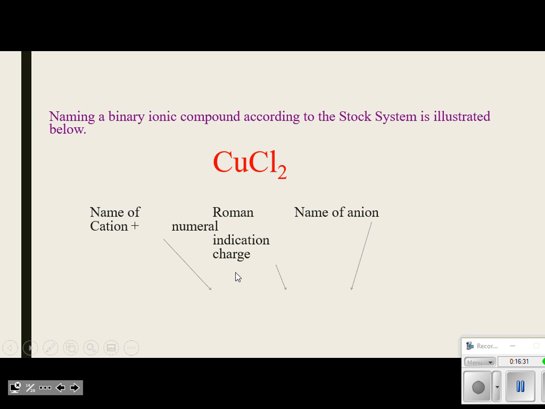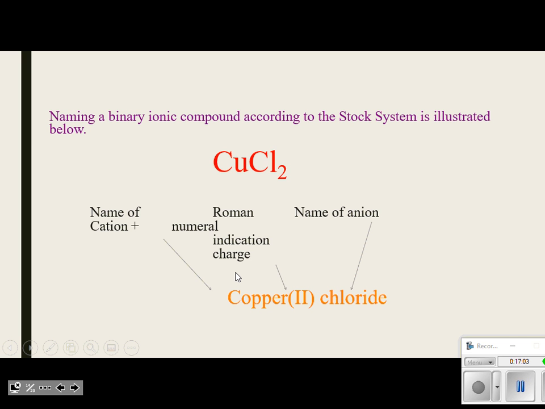What is chloride? Okay? Total charge, right? What is it by itself? By itself, chlorine is -1. But I have two of them, right? So I know that my total negative charge is 2, right? So to get a net 0, my copper's got to be 2. That's why we have copper 2 chloride.